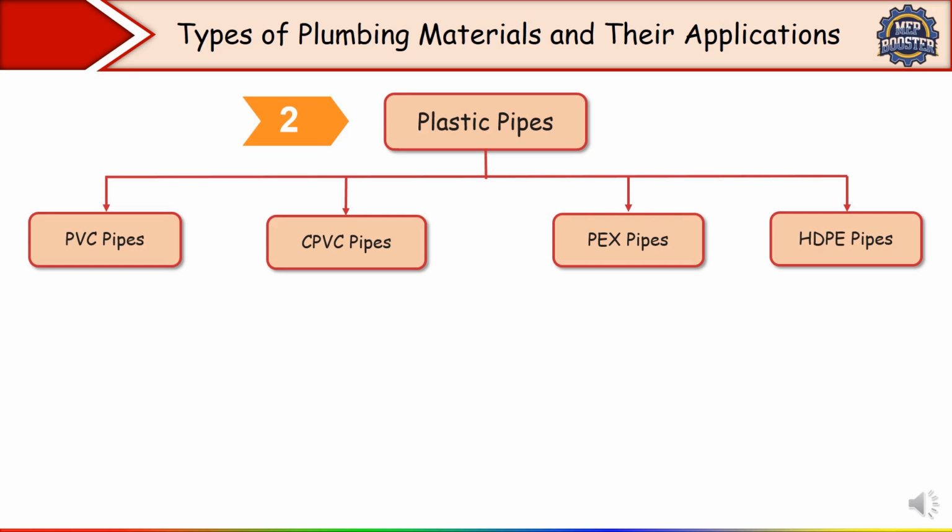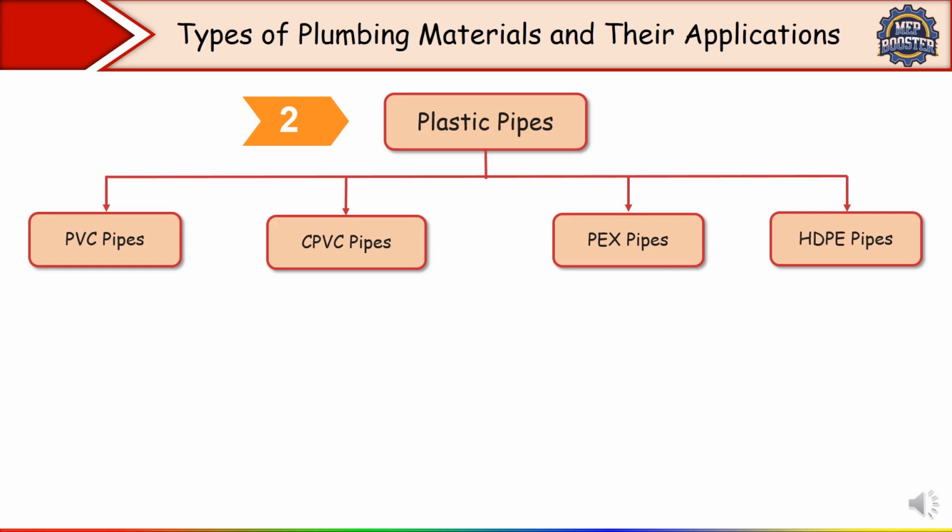Now the next type is HDPE pipes, meaning high density polyethylene. Normally this type of pipe is used in water mains, sewer systems, gas lines and industrial pipelines. Their advantage is what? They are extremely durable and flexible, resistant to corrosion, and suitable for underground installation. Remember.